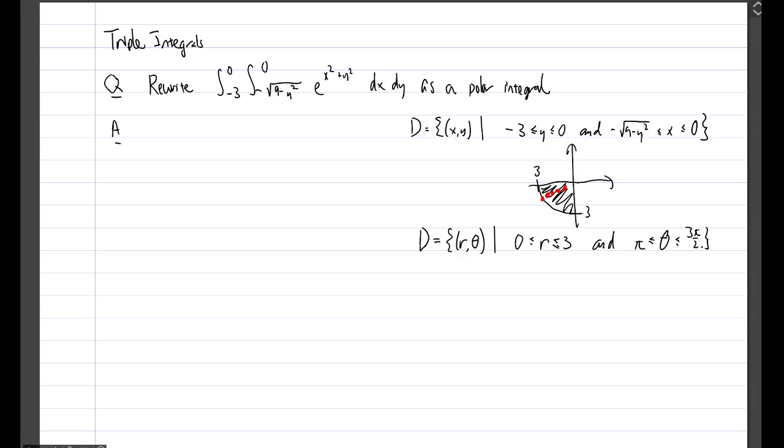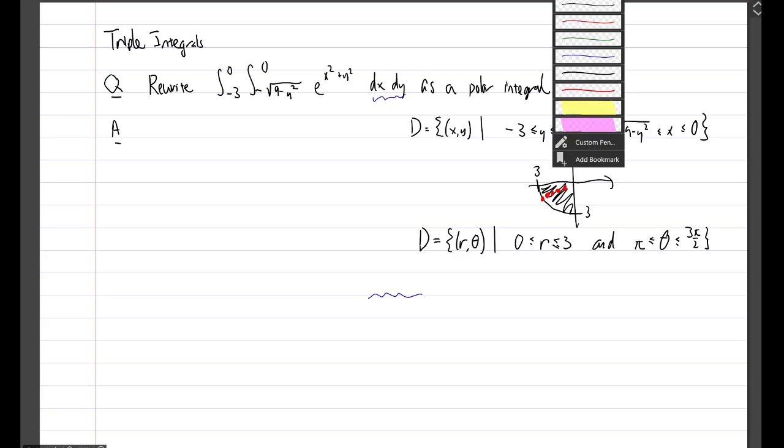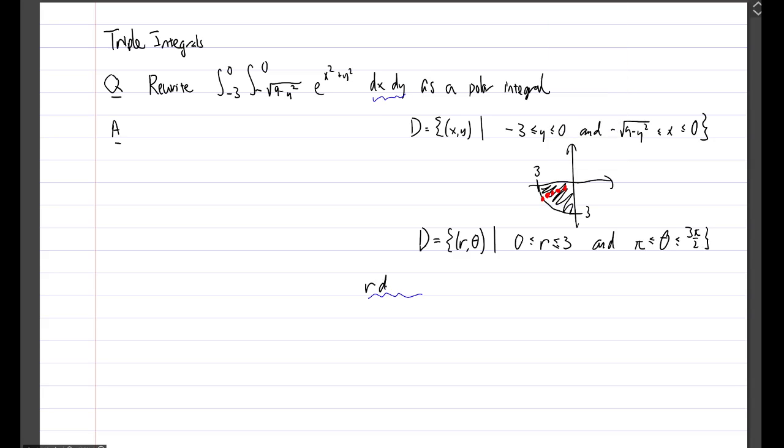Okay, so let's set up an integral. This dx dy part is, of course, going to become an r dr d theta. Let's keep writing backwards here. So e to the r squared, replacing the x squared plus y squared. And we've got the integral sign, and the inner integral is the r integral, so it should go from 0 to 3. And the outer integral is pi to 3 pi over 2. So this here is equal to that integral right there.